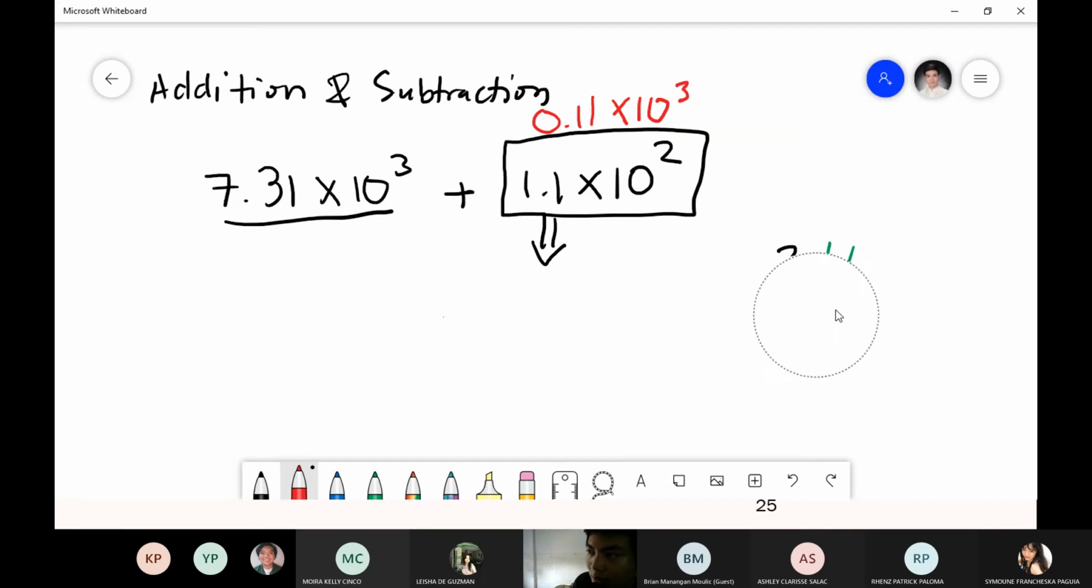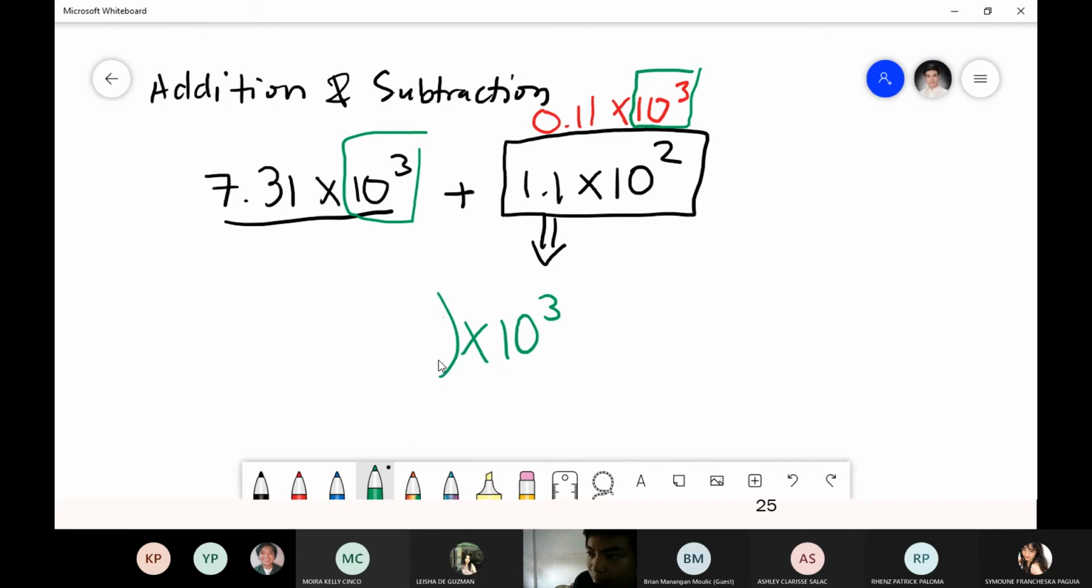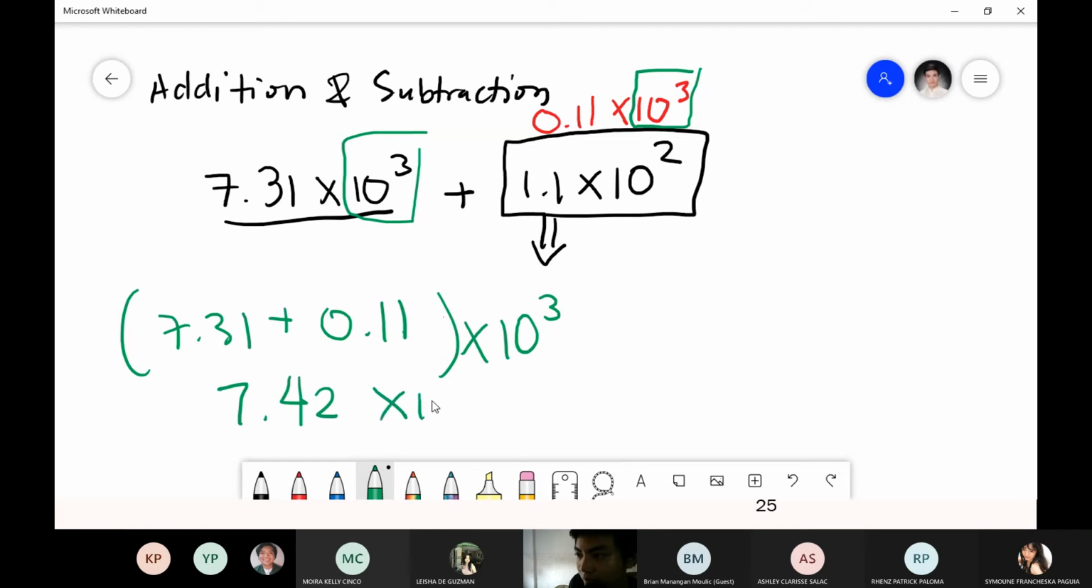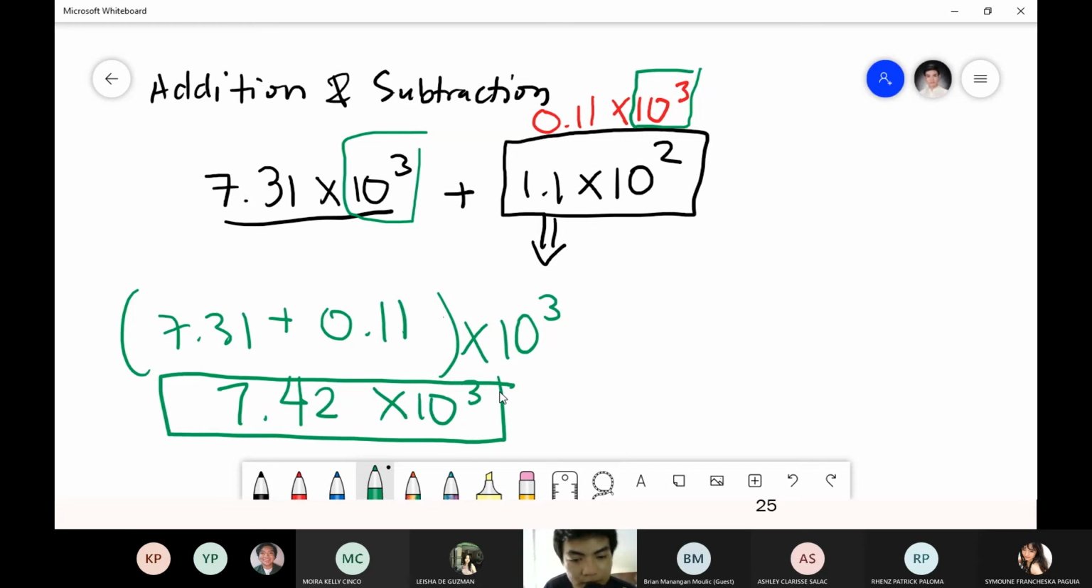If you have questions, sige, ask lang kayo. I will proceed with the addition. So now I have the same exponent times 10 raised to 3. So since parehas na sila ng exponent, I can add the integers na. 7.3 plus 0.11. Okay, pwede ko na i-add yung integers. So this will become 7.42 times 10 raised to 3. And that is my final answer.